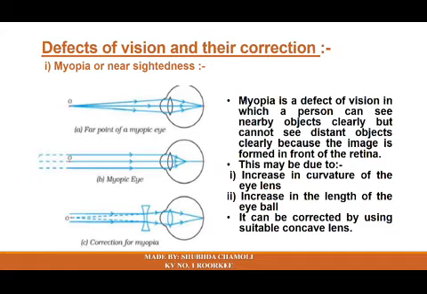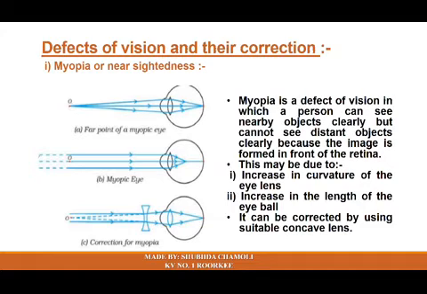It is the defect of vision in which a person can see nearby objects very clearly but is unable to see the distant objects clearly. So why does this happen? It happens because the image is formed in case of myopia in front of the retina. As you all are aware, in case of normal vision, the image is formed at the retina. But in case of the defect of vision, which is myopia, the image is formed in front of the retina.